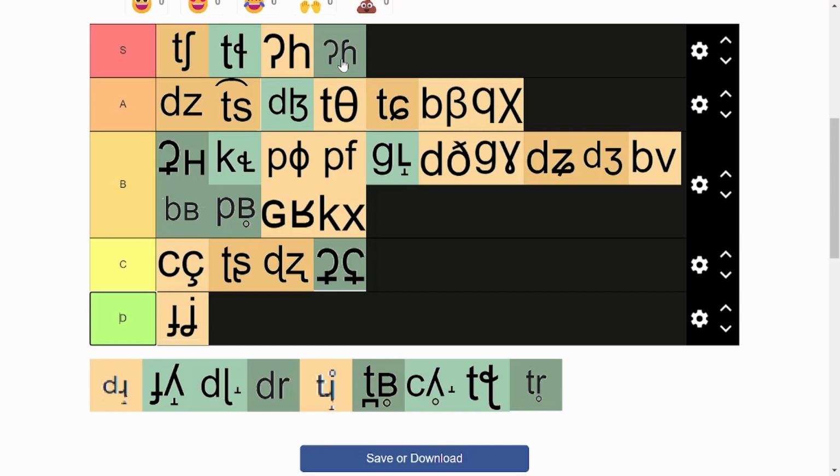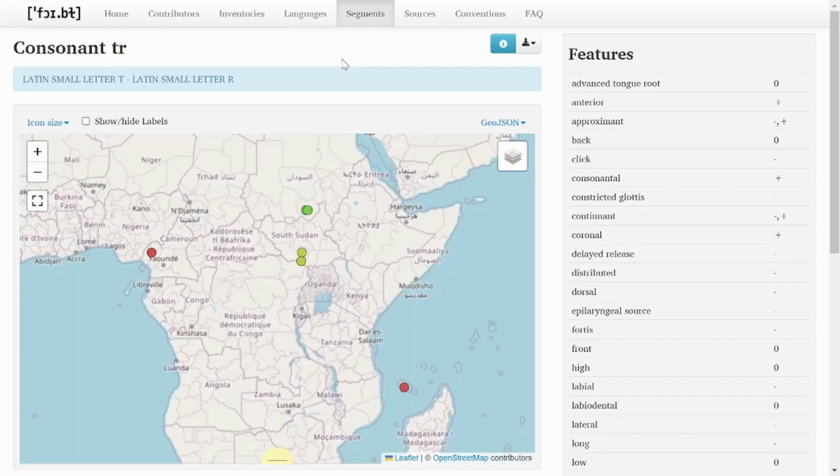That's not trilled. I don't know why I have it in the trilled color. I might have made a mistake. Yeah, with a tr. Tra. That's actually not that it actually happens. Yeah, I would have guessed.